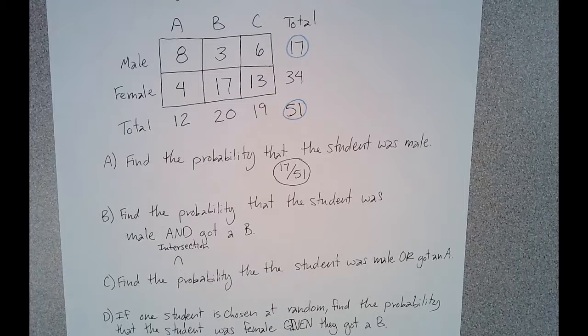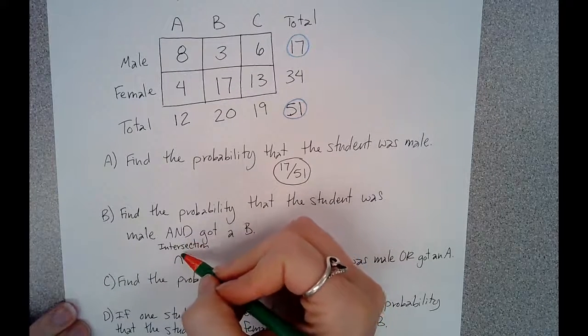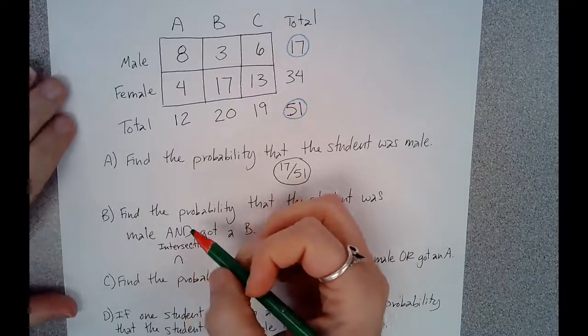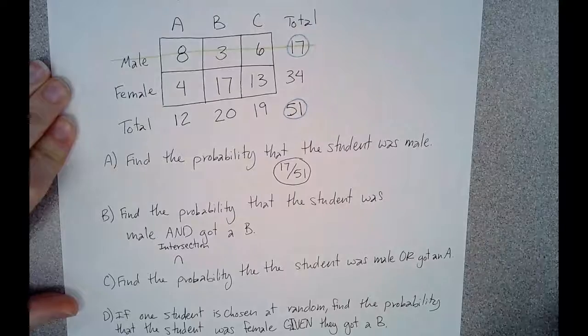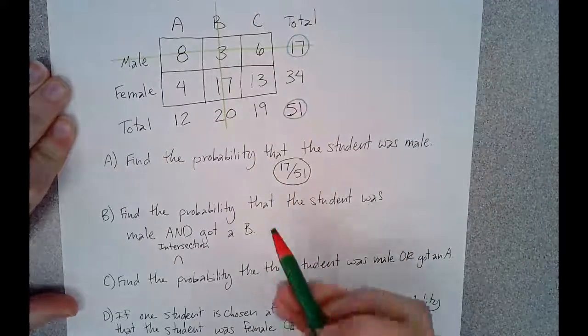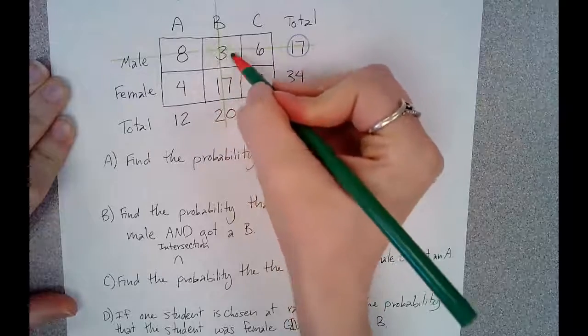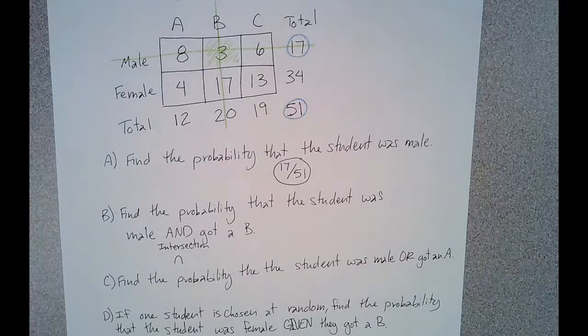So for that one, "and" is the same as intersection, that might help. If we look at the males, that's this whole row, and then we look at the B's, that's this whole column. So the intersection is where those cross, where those overlap, where those two lines intersect. That's the spot that tells me both are happening, male and got a B.